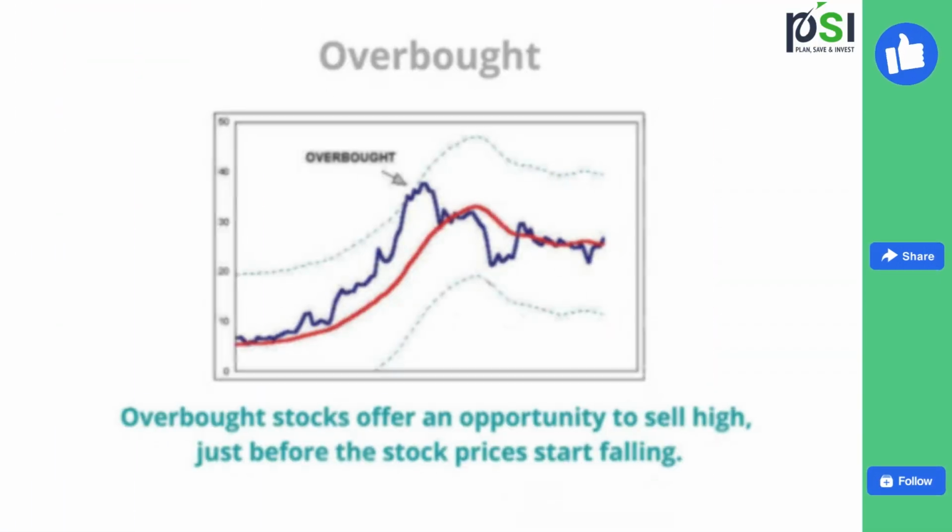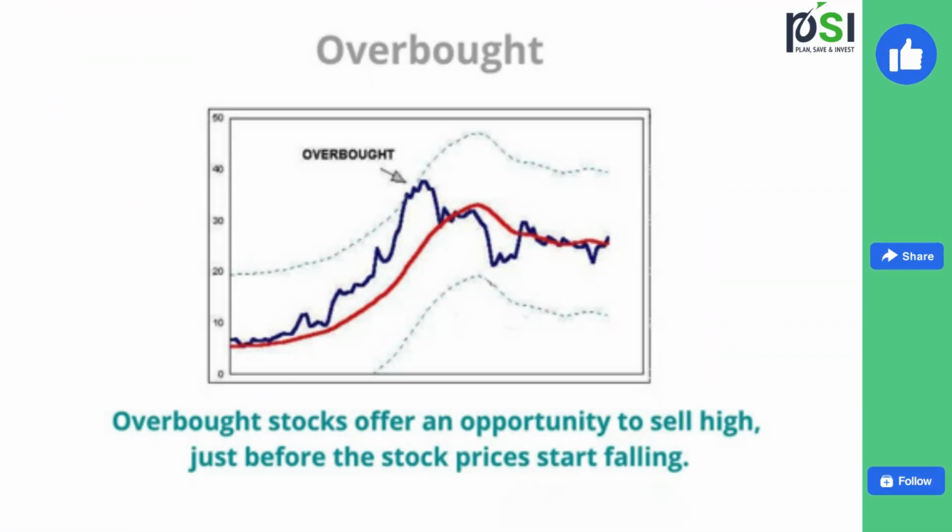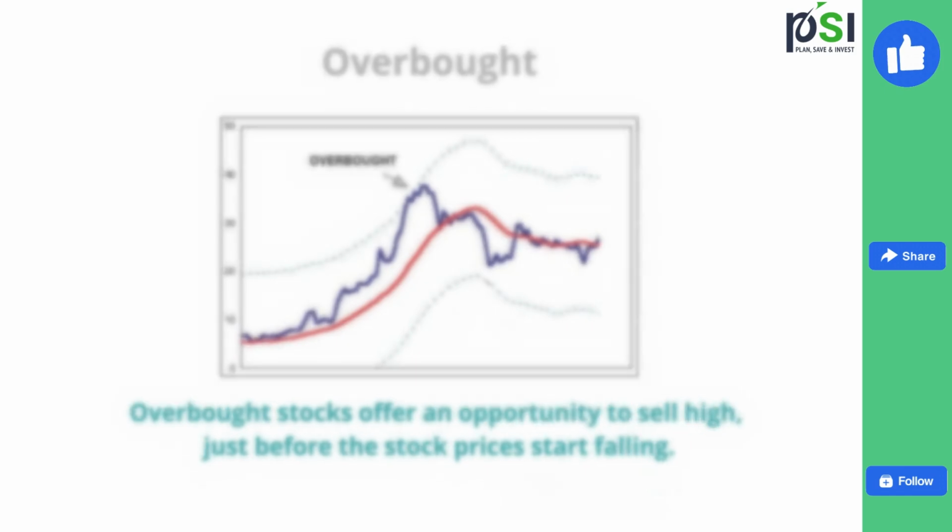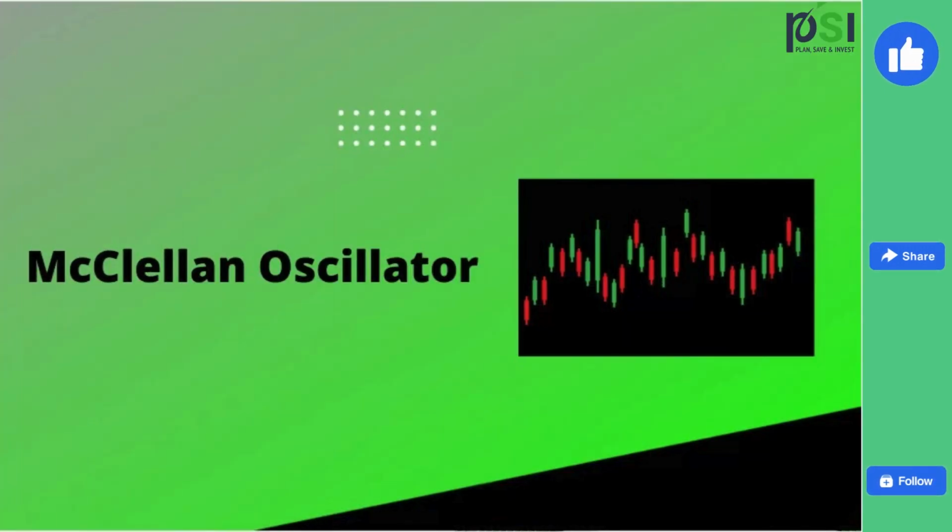But if you are buying in an overbought condition or on a particular date, then you might lose the power of averaging as well. So these are the benefits of using the McClellan Oscillator.